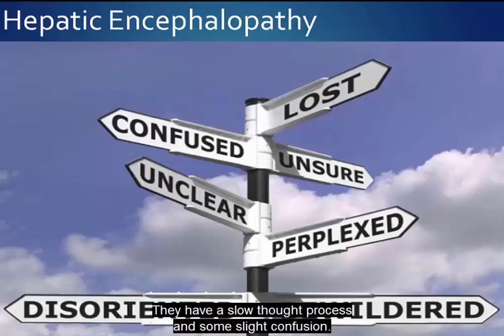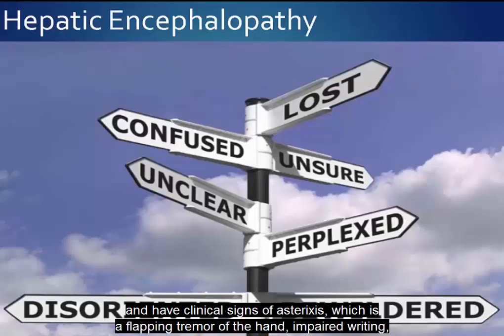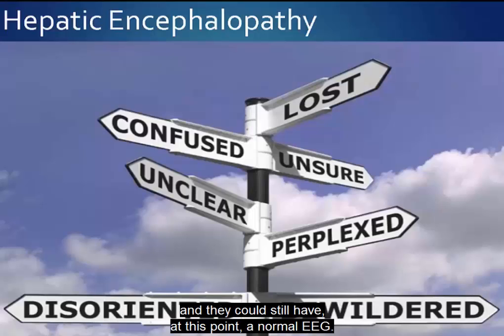They have a slow thought process and some slight confusion. They might even have a reversal of their day-night sleeping pattern and have clinical signs of asterixis, which is a flapping tremor of the hand, impaired writing, and they could still have at this point a normal EEG.